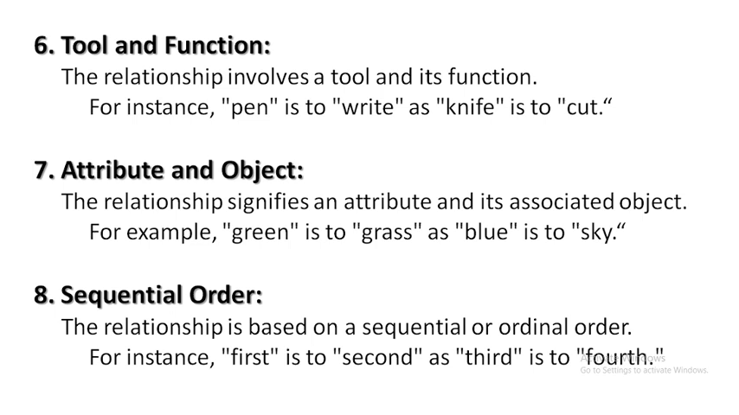Then object, the things. The relationship signifies an attribute and its associated object. For example, green is to grass as blue is to sky.